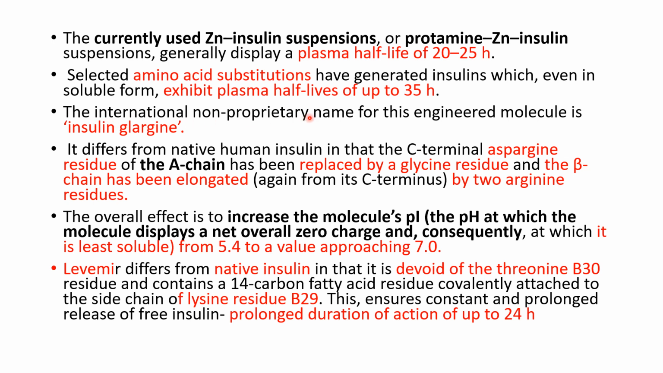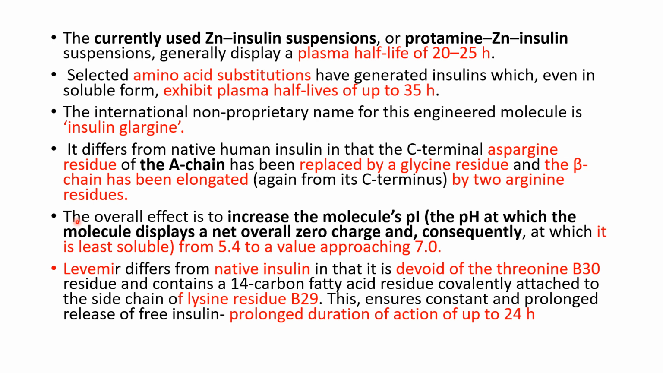Okay, so for those that have a high plasma life, the non-proprietary name of this engineered molecule is insulin glargine. It differs from the human native insulin in that the C-terminal asparagine residue of the A chain has been replaced by the glycine residue. So in the A chain, the C-terminal, where there was asparagine, it was replaced by a glycine residue. And the B chain of this molecule was elongated at the C-terminus by 2 arginine molecules.